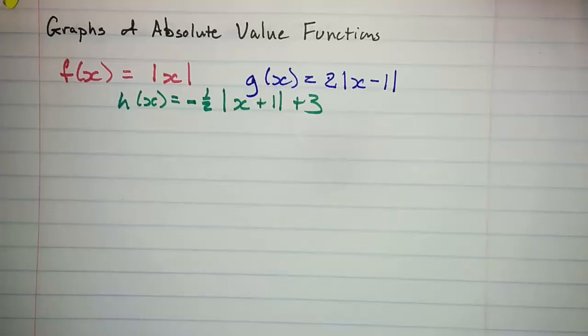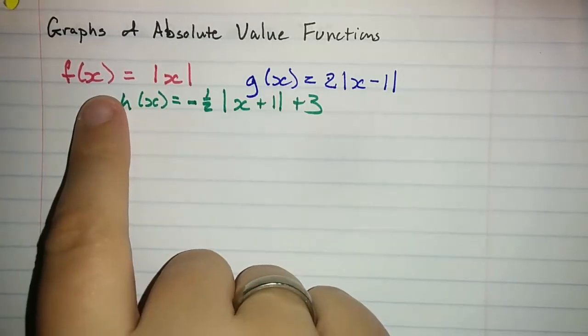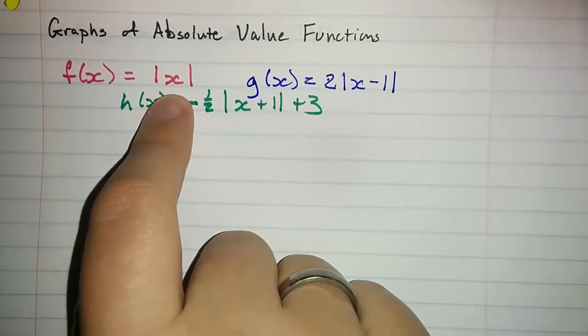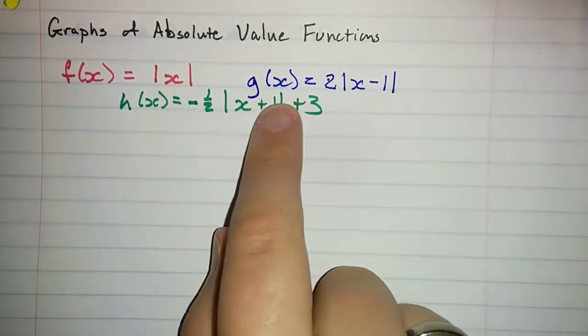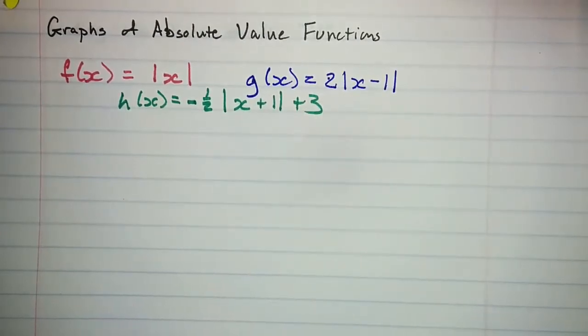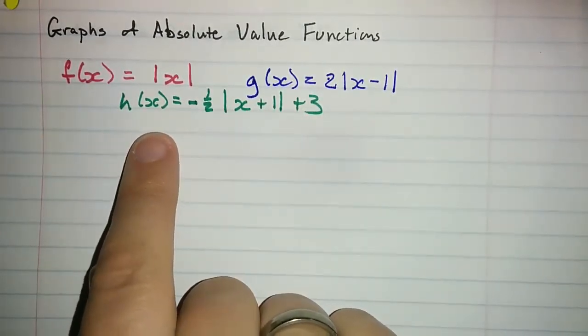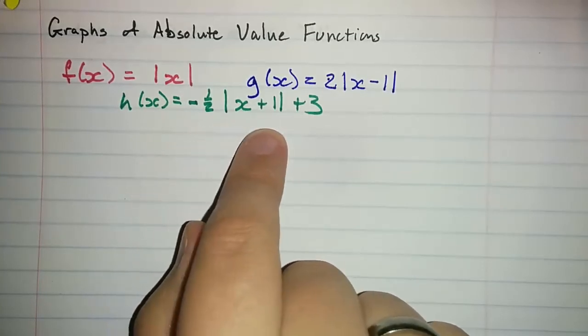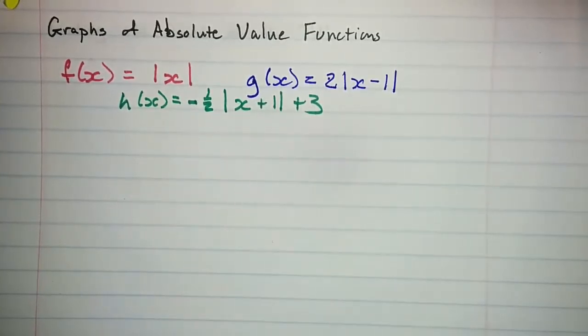Let's consider the graphs of some absolute value functions and just see what they look like. We're going to consider f of x, just absolute value x, the very simplest possible absolute value function. g of x is 2 times the absolute value of x minus 1. And h of x is kind of complicated. It's negative a half times the absolute value of x plus 1, plus 3.